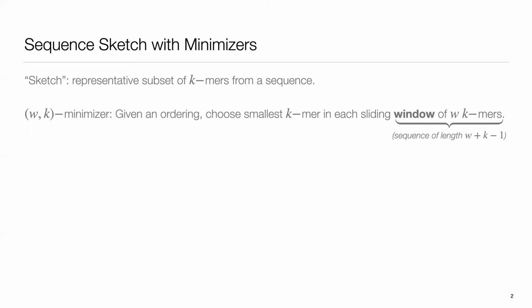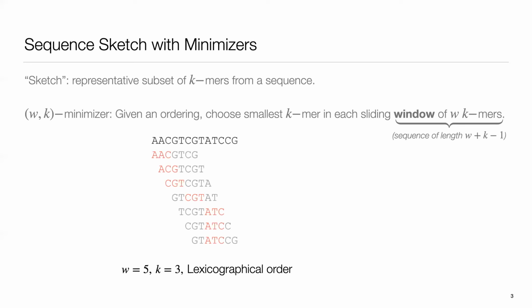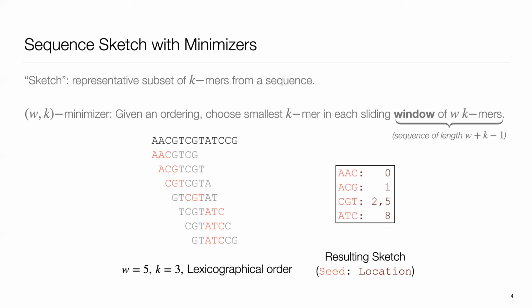The way it works is, given a sequence, it will maintain a sliding window of w plus k minus 1 characters. And then in each sliding window, it will choose the smallest k-mer according to the ordering. Here is an example. The first line is the input sequence. Because w is 5 and k equals 3, every sliding window will have 7 characters. So every line after the first line is one of the sliding windows. Using a lexicographic order, we highlight the selected k-mer in red for each of these lines. And we collect all the k-mers that have been selected, resulting in the following sketch for this sequence, which contains 4 k-mers in 5 locations.